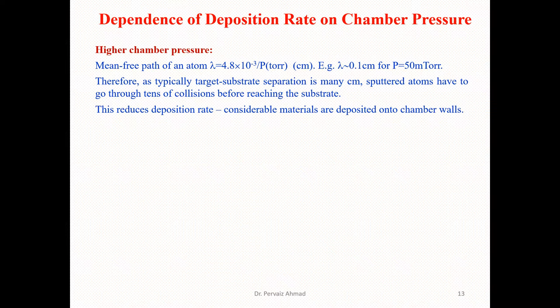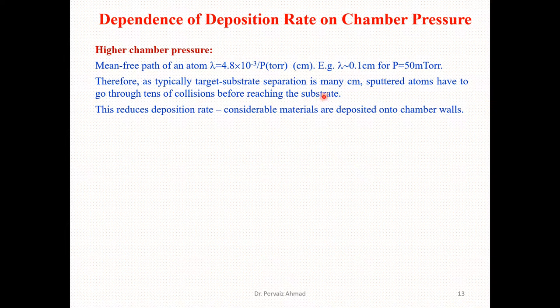Let me repeat it again. What do we actually mean by this? We are saying that the mean free path should be this value. And if you consider the special case of a mean free path of 0.1 centimeter, we should have a pressure equal to 50 millitorr. On the basis of this parameter, a typical target-substrate separation is many centimeters, so sputtered atoms have to go through tens of collisions before reaching the substrate.